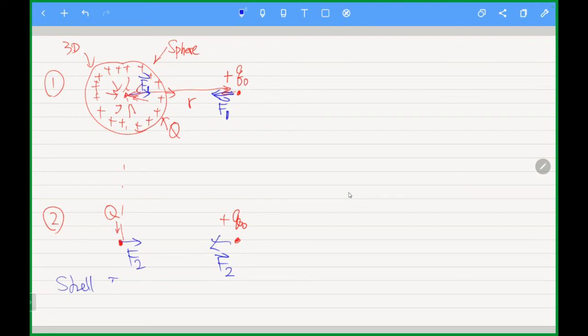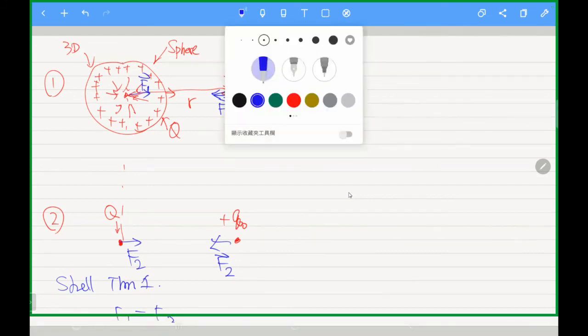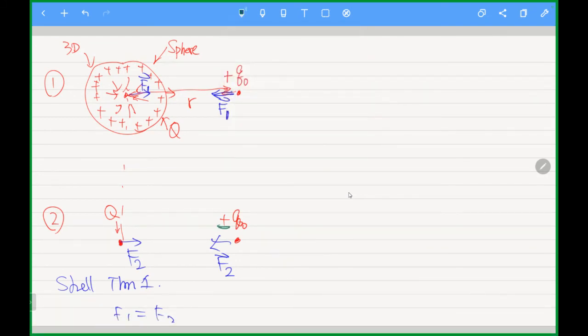shell theorem 1 tells you that F1 should be the same as F2, if we replace all the charge at its center. So it will attract, or if it is negative, then of course they will repel each other.